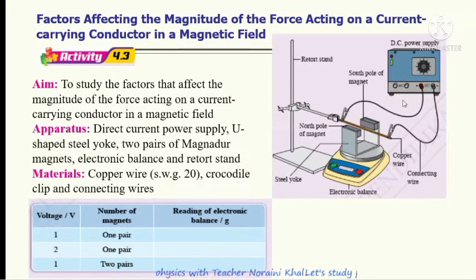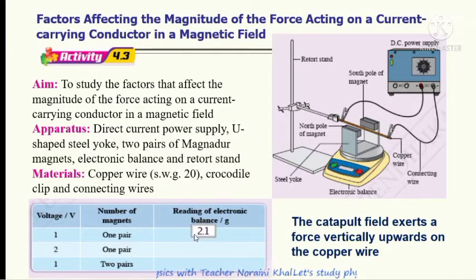When the switch is turned on, you can observe there is a change in the reading of the electronic balance. Let's look at the first situation. If we set the voltage to 1 volt and number of magnets is 1 pair, and then the switch is turned on, initially the reading is 0. When the switch is turned on, we get the reading of the electronic balance as 2.1 gram.